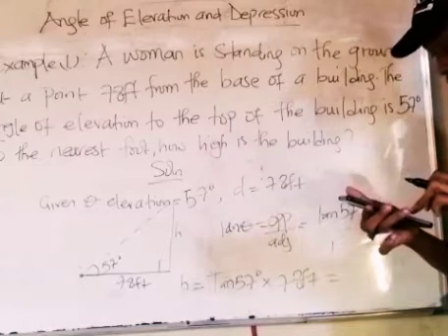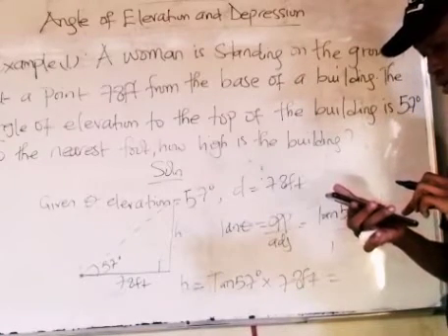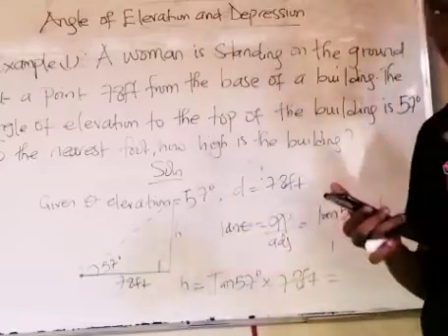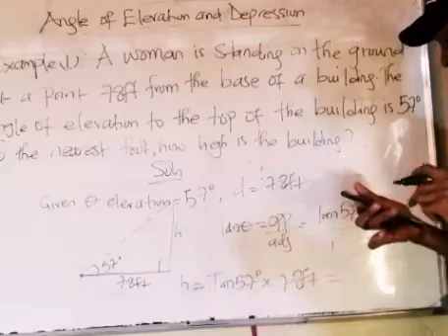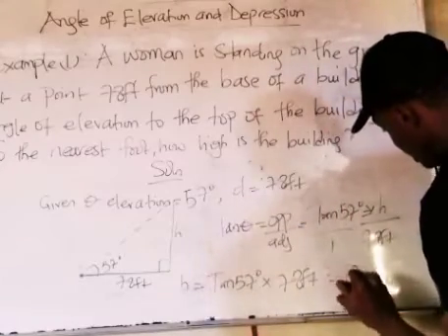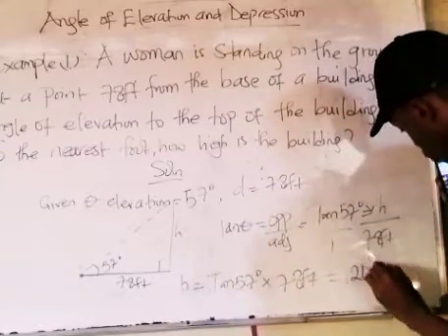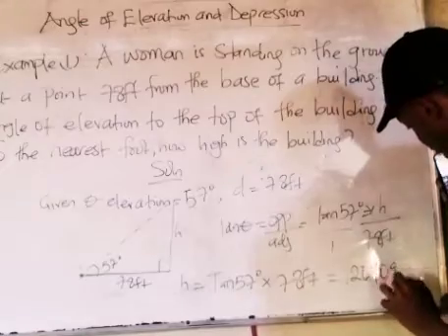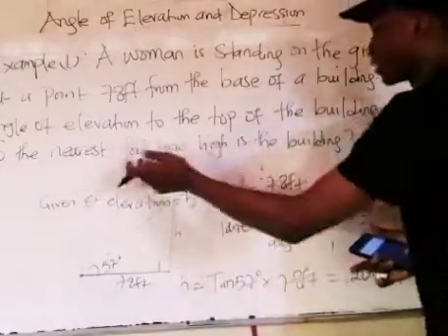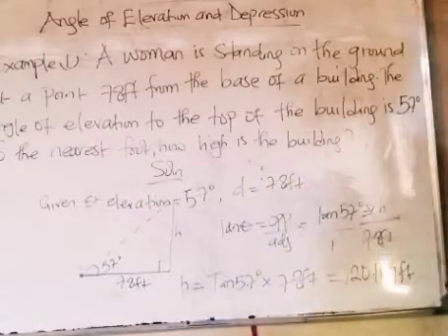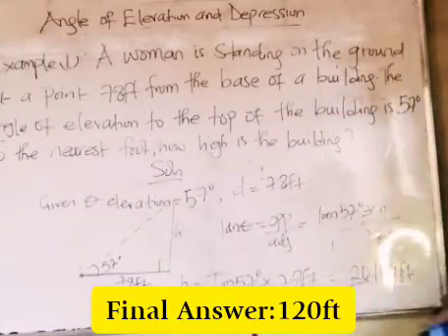Let me quickly do that on my calculator. So tan 57 gives me 1.539. Then when you multiply that with 78, you get 120.109 feet. And so what is the final answer? They say to the nearest foot, the answer will be 120 feet.